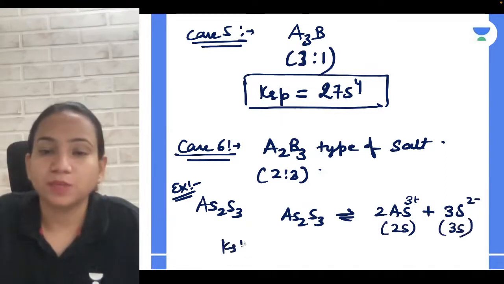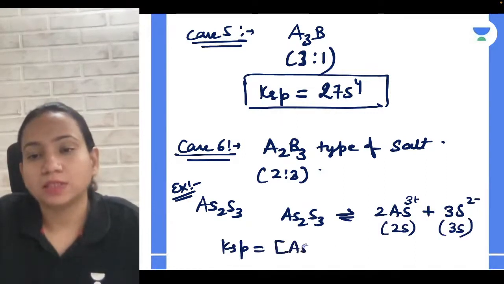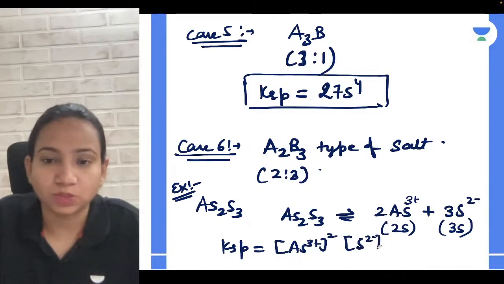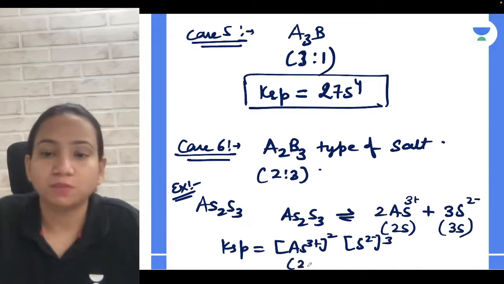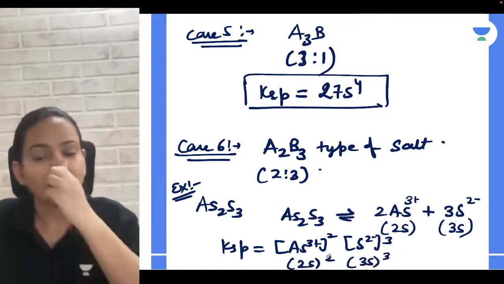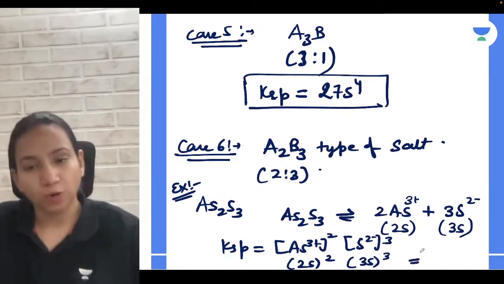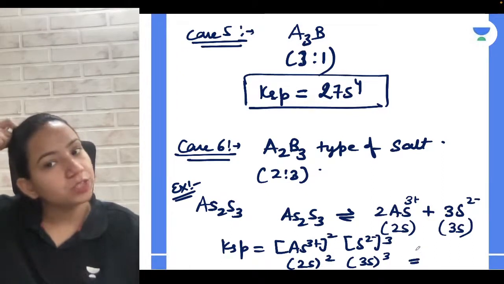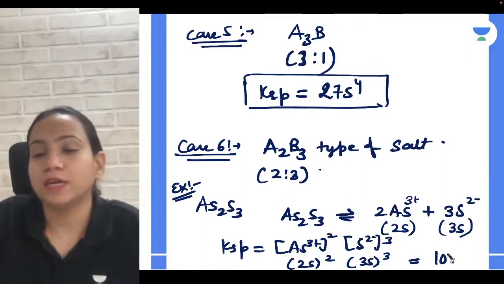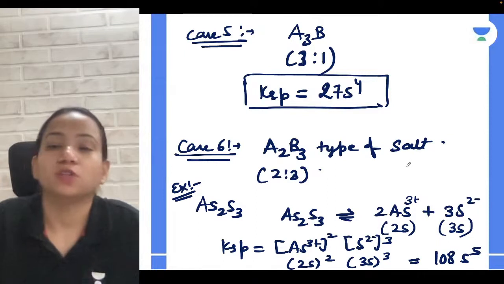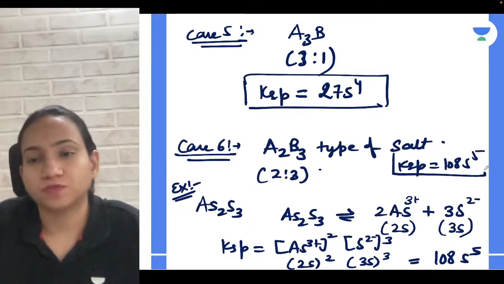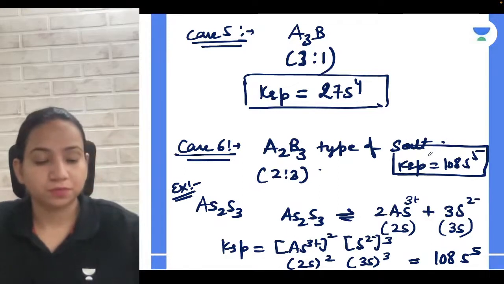Correct? So KSP, if you write, it will be As3+ to the power 2 and S2 minus to the power 3. So it will be very simple, 2S to the power 2 and 3S to the power 3. So 2S to the power 2 is 4S2 into 3S to the power 3 is 27S3. So 27 into 4, you will get 108S5. So in this case, KSP will be equal to 108S to the power 5. Okay.